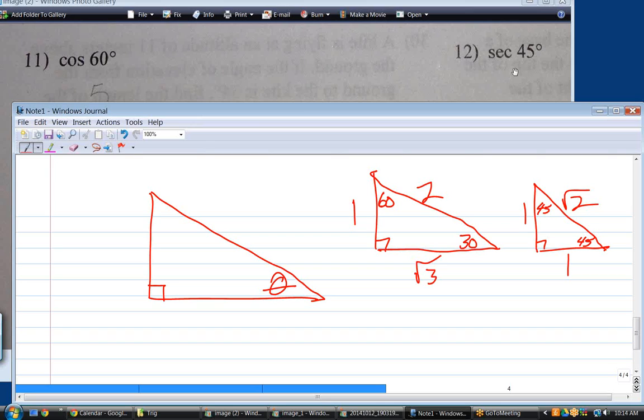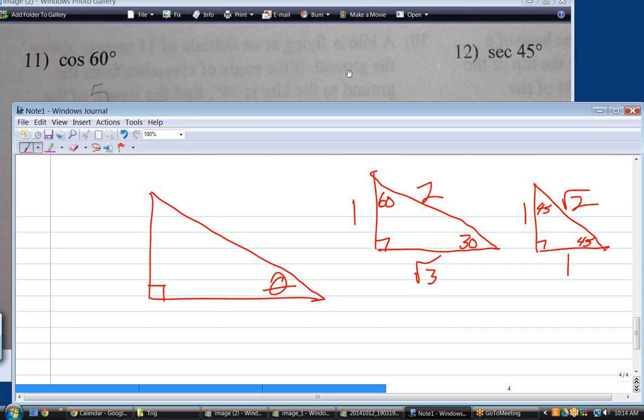Secant, let's see, 45. 1 over 1, so just 1 again. No, secant's the reciprocal of what? Cosine. Oh, 1 over root 2. Or, no, it would be switched, so root 2 over 1. Okay, good. And that doesn't need rationalizing.